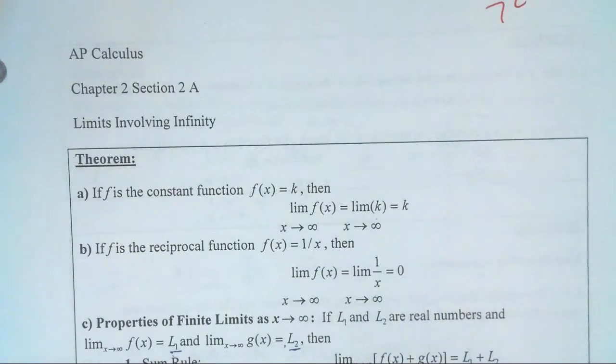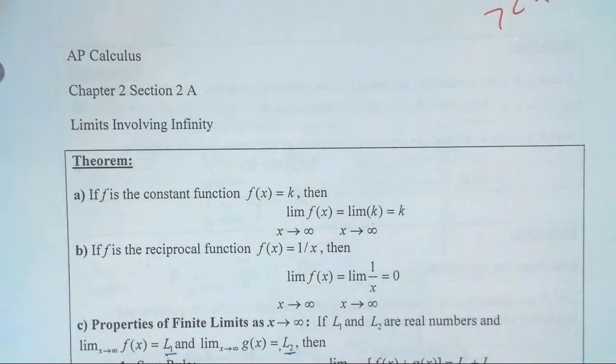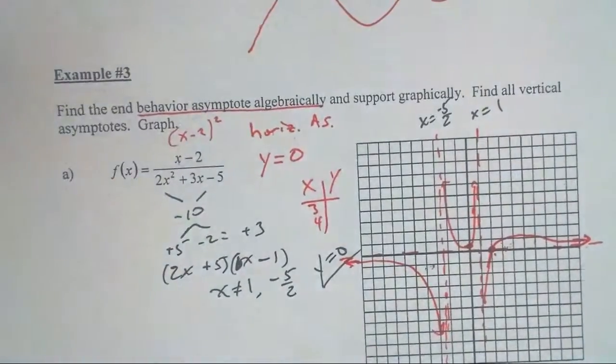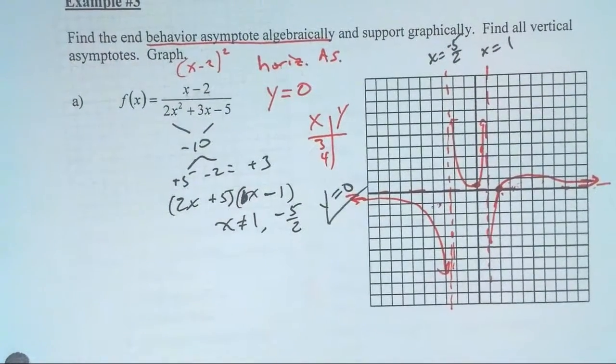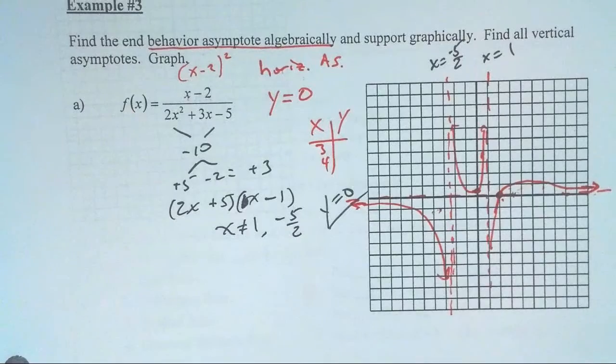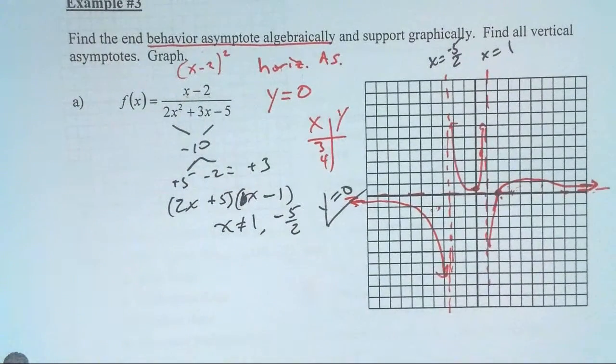Okay, on our previous video, we were talking about our limits involving infinity, and we had made it to where we started Example 3, where we're just supposed to find end behavior, asymptote algebraically and support graphically.